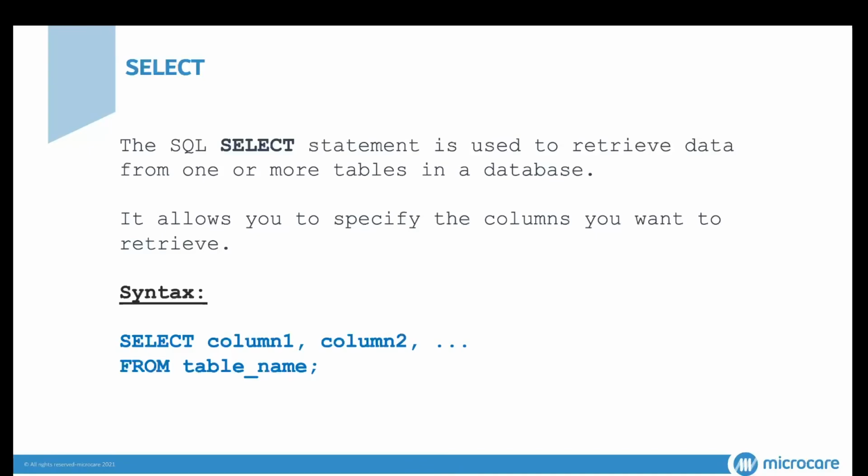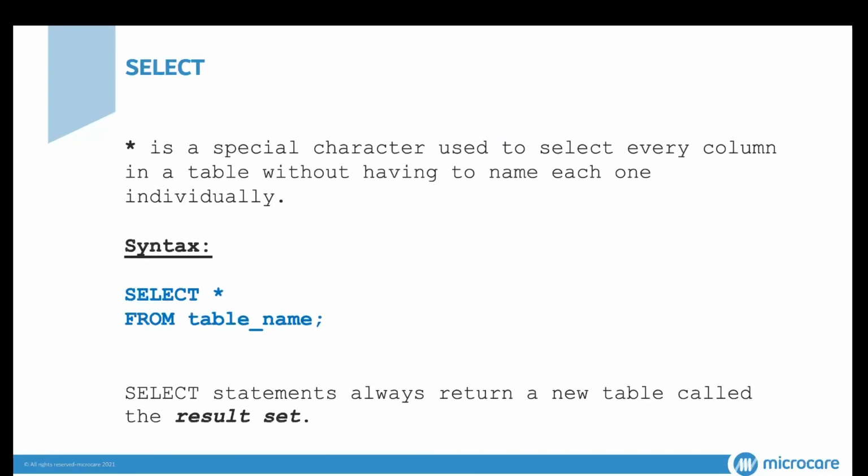Select. This keyword is used to indicate that you want to retrieve data from the database. Column 1, column 2, here we are specifying the columns we want to retrieve the data from. The from keyword is used to specify the table from which we want to retrieve the data. And the table name is the name of the table from which we want to retrieve the data. Star is a special character used to select every column in a table without having to name each one individually.